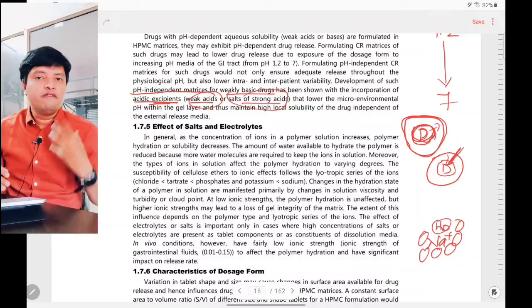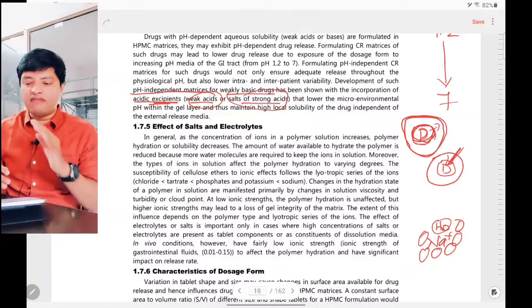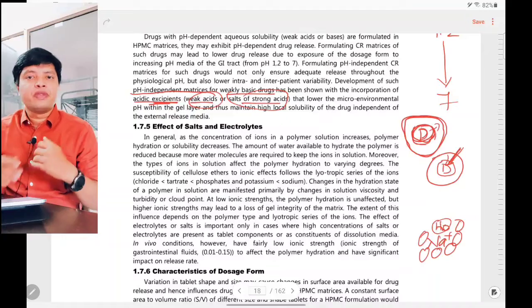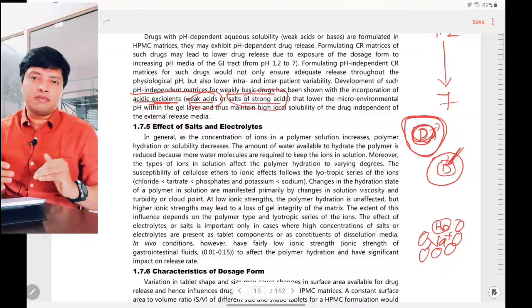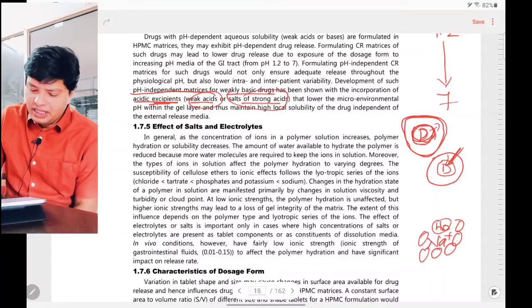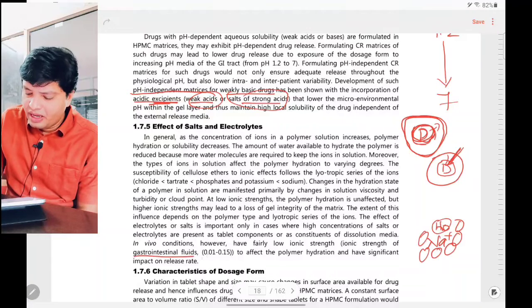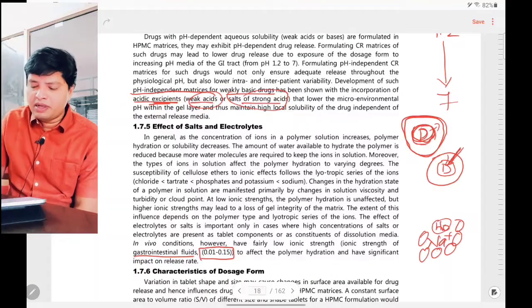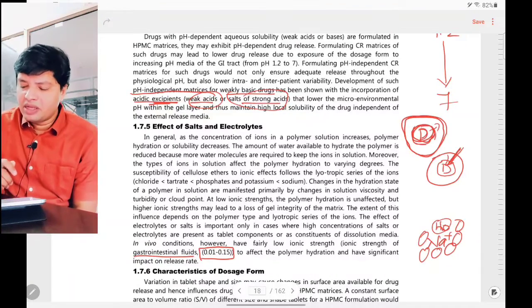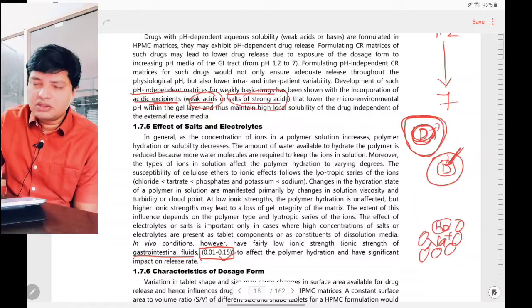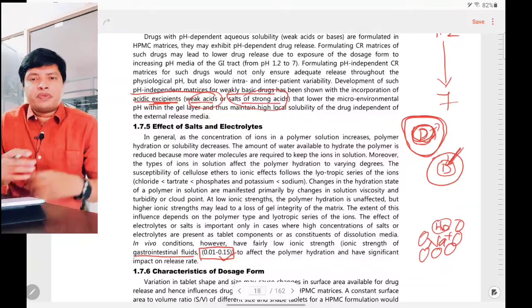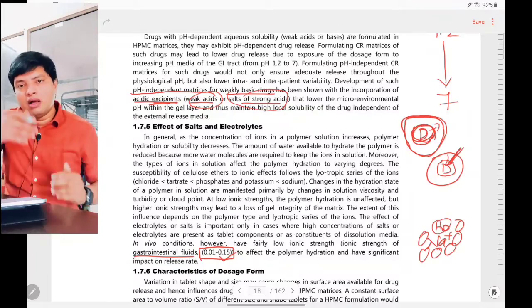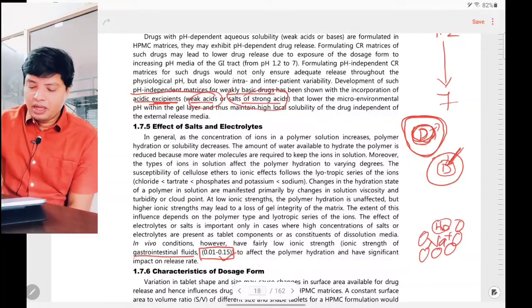So as much as possible, we try to minimize the use of electrolytes within the excipients. You can ask me, sir, what about the electrolytes which are present in the body? In the body, in the gastrointestinal fluid, the electrolyte concentration is very less, 0.01 to 0.15. So the ionic strength is very less here, so it won't cause so much action compared to the higher ionic strength.